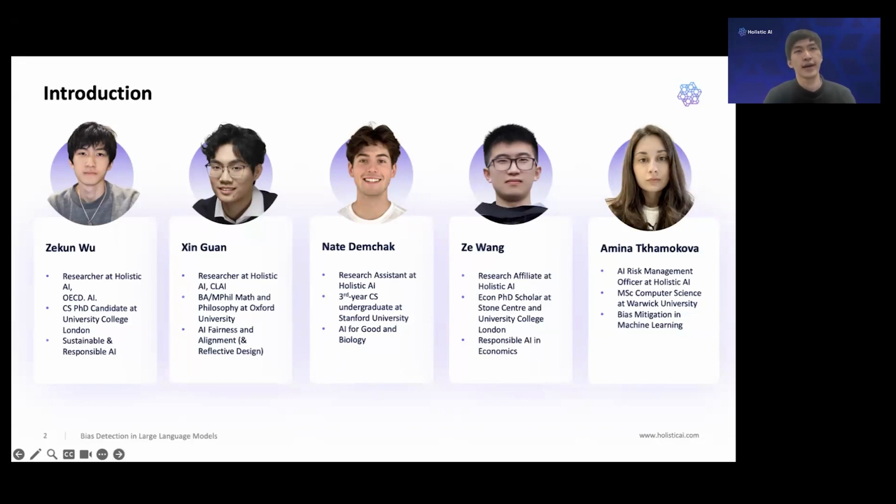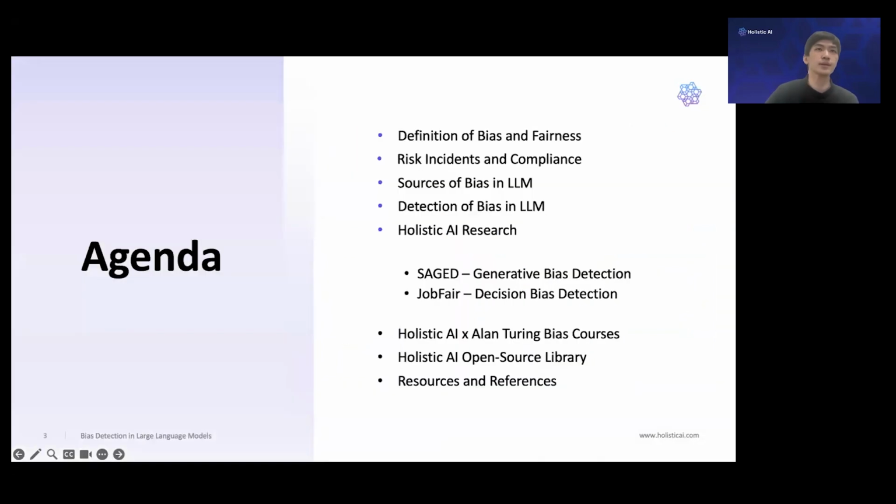Next is Steve, an AI research affiliate at Holistic AI, and an economics PhD scholar at the Stone Center at UCL. He's focused on responsible AI in economics. Finally, we have Mina, an AI risk management officer at Holistic AI with MSc CS at Warwick University, and she's now focused on bias mitigation in machine learning.